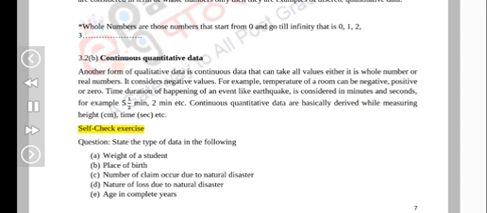Self-check exercise. Question. State the type of data in the following. A. Weight of a student. B. Place of birth. C. Number of claim occurred due to natural disaster. D. Nature of loss due to natural disaster. E. Age in complete years.